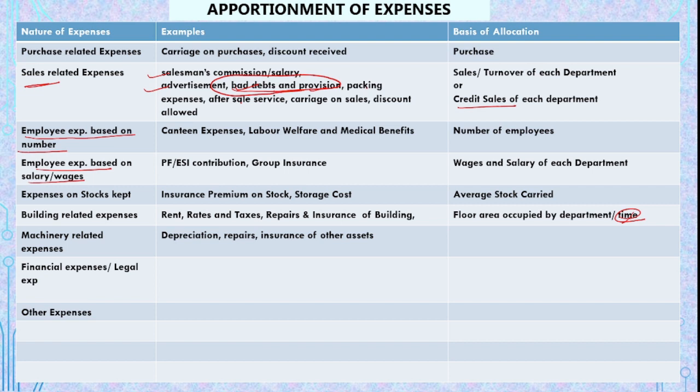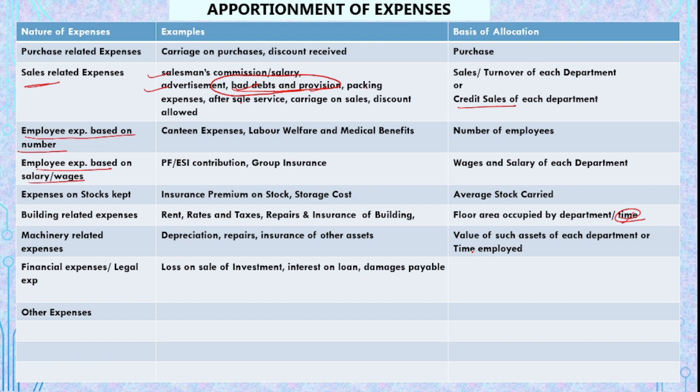So this will again be on the basis of value of these assets or the time employed, because sometimes we have common machines for all the departments. Then we will consider the time that the machines are being used for different departments. That will be the criteria for distribution. So you will be taking a ratio of time employed. Otherwise you can take up the value of such assets.